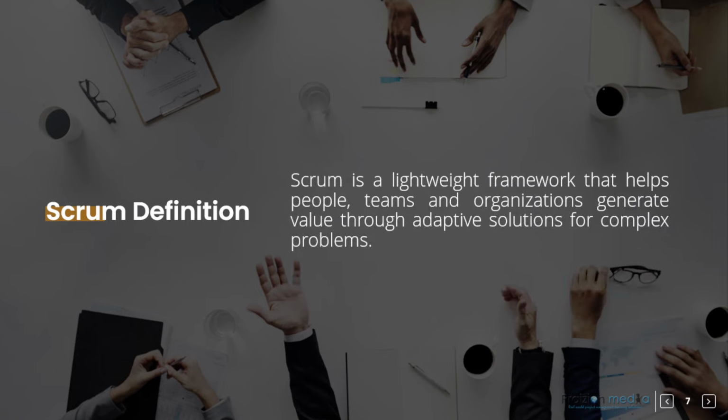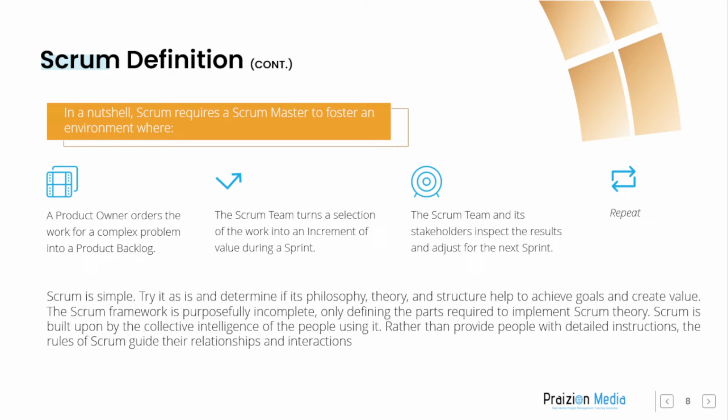Scrum Definition. Scrum is a lightweight framework that helps people, teams, and organizations generate value through adaptive solutions for complex problems. In a nutshell, Scrum requires a Scrum Master to foster an environment where a product owner orders the work for a complex problem into a product backlog. The Scrum team turns a selection of the work into an increment of value during a sprint. The Scrum team and its stakeholders inspect the results and adjust for the next sprint. Repeat.